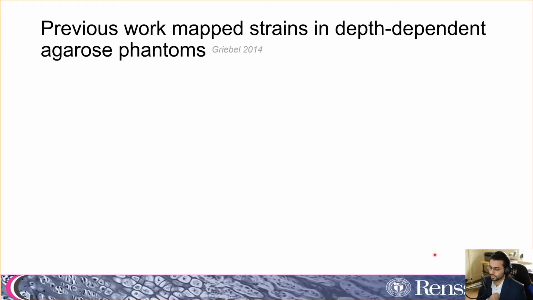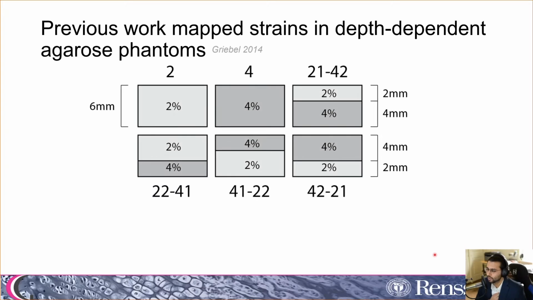And some previous work actually gives us a head start in this department. So an earlier study has produced depth-dependent agarose phantoms using 2% or 4% agarose. They're either uniform constructs that are 6 millimeters tall, cylindrical, or they're produced in these layered manners with 2% on top and 4% on the bottom, and vice versa.